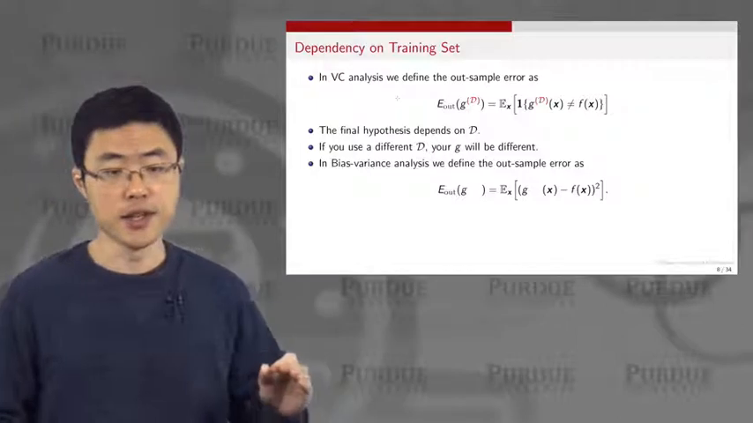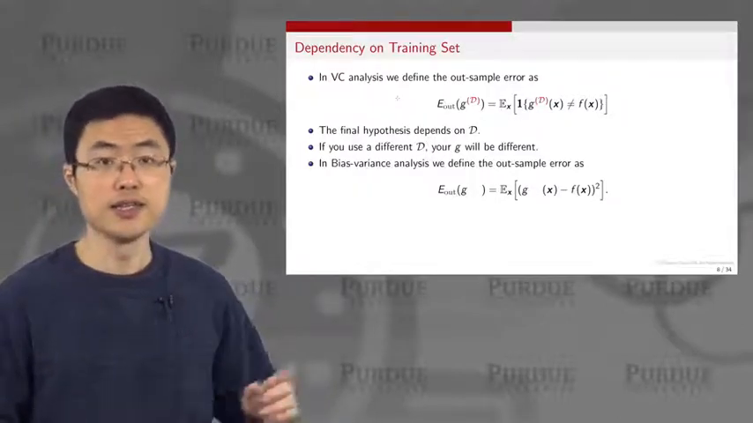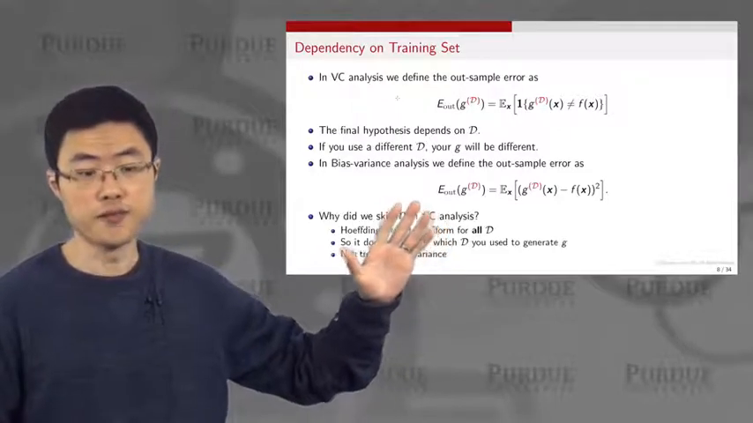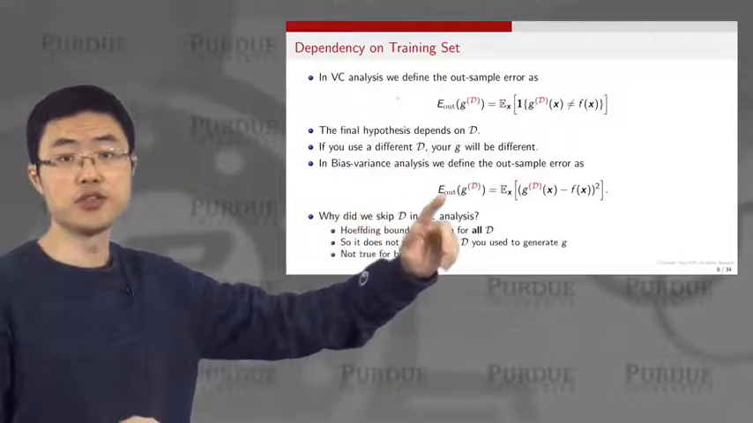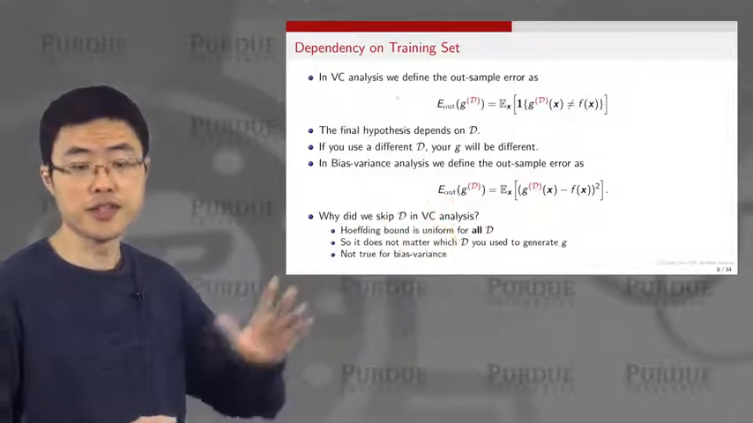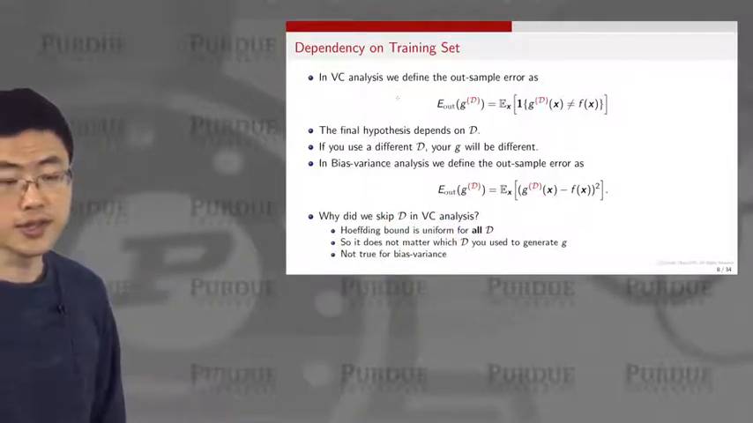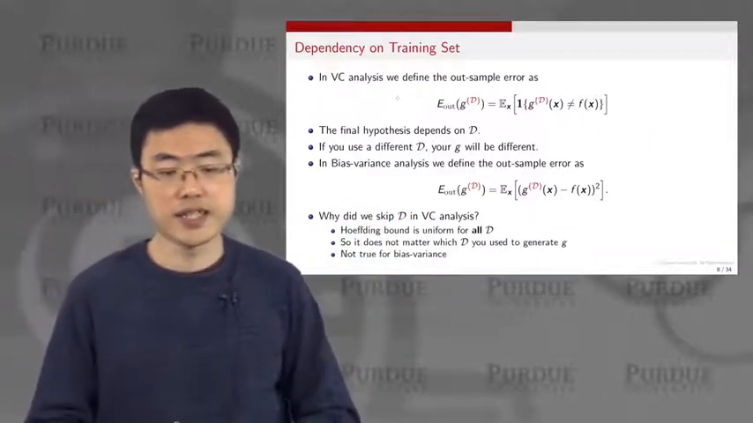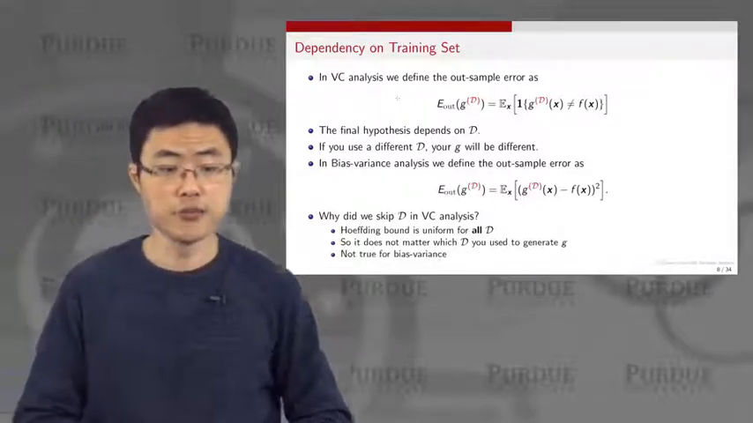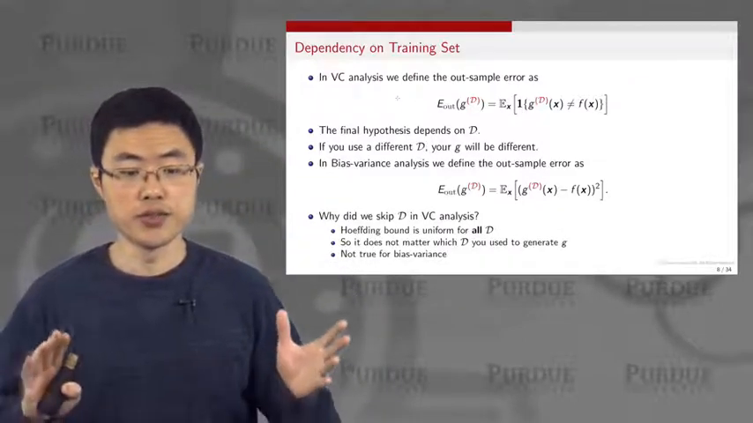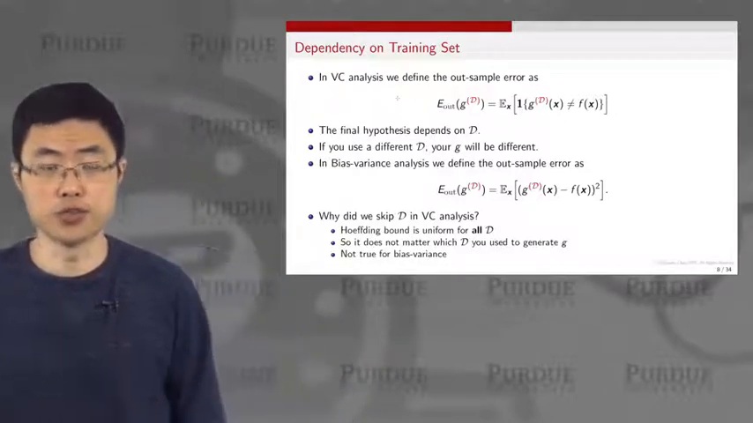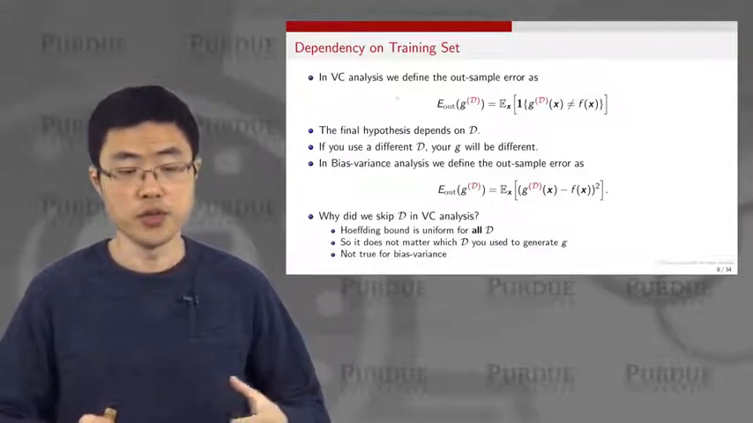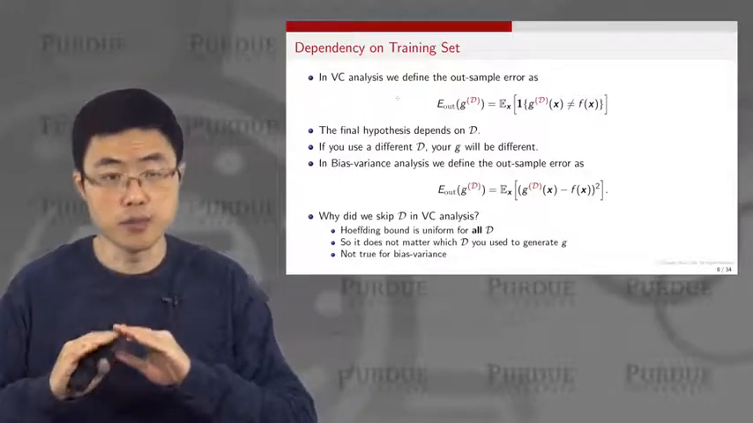In the bias analysis, we want to define it the same way. Instead of having a g, we also want to say that g is defined using D. So g is defined using the specific training data set that you have. So it becomes g of D. So why did we skip the D in the VC analysis? It's because the Hoeffding inequality applies uniformly to all kinds of distributions. You do not need to tell me how your x is drawn from the P, because the Hoeffding inequality does not depend on the particular P.